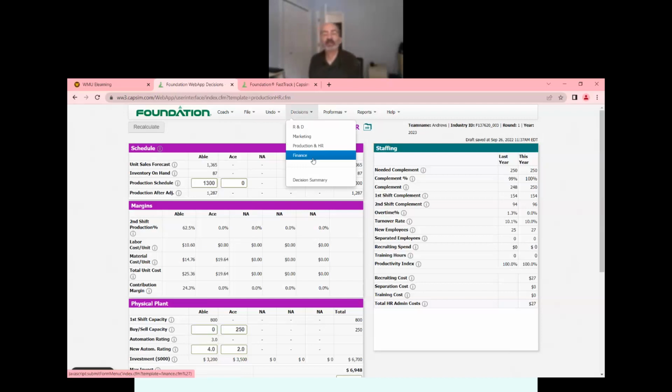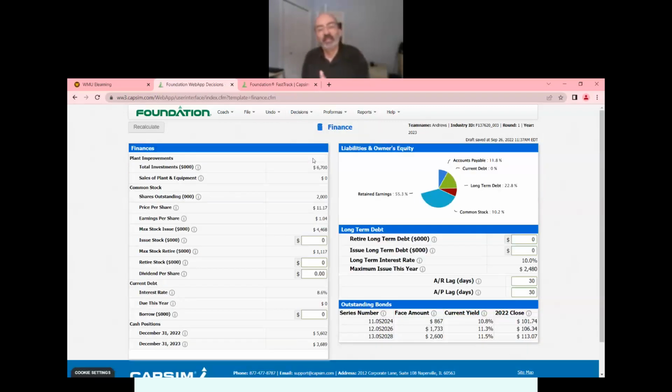Now I have to go into finance and see where I stand. And finance does two big things. It gets you money and it gets rid of money. Ways we can get money are by issuing common stock. We can also get rid of money by retiring stock or giving dividends. We can get money using current debt, less than a year, or we can get money doing long-term bonds. These are the long-term bonds. We currently have outstanding ones. We could get rid of money by retiring them early, or we could just hold on to them. You pay the interest each year, but you don't pay the principal until they come due.